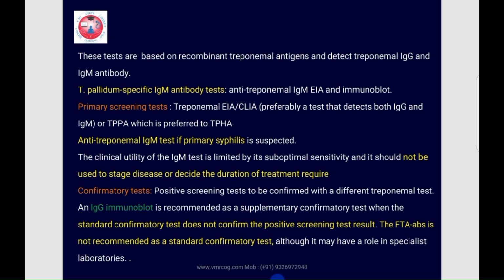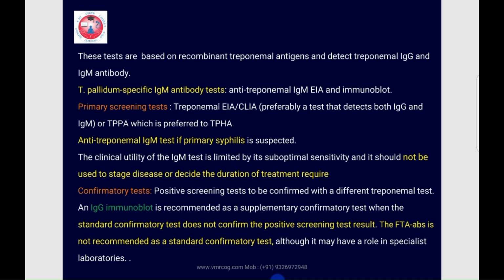Then IgG immunoblot is recommended as a supplementary confirmatory test when the standard confirmatory test does not confirm the positive screening test result. So whatever test we have used first for the screening, we will use another test for the confirmation. Okay, so we use a treponemal test first for the screening, then another treponemal test for the confirmation. If the other treponemal test does not give a confirmatory result, in that case we can use the IgG immunoblot.